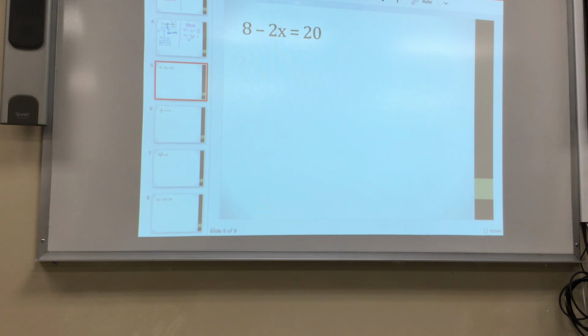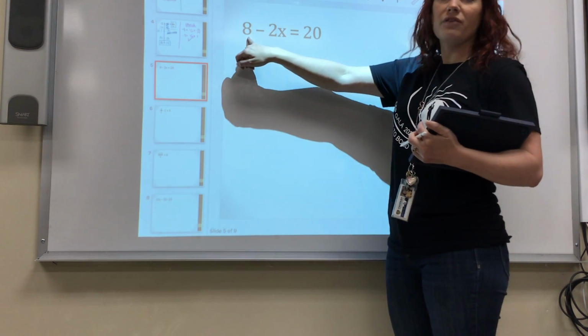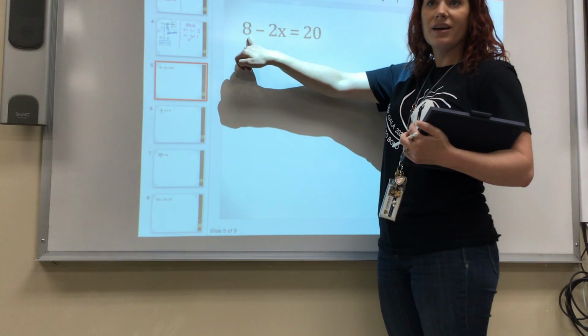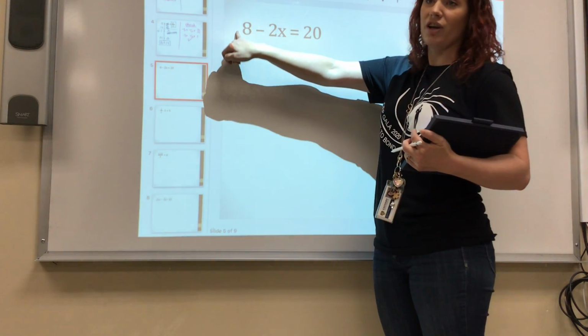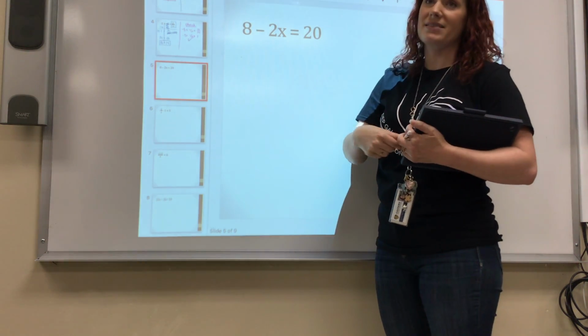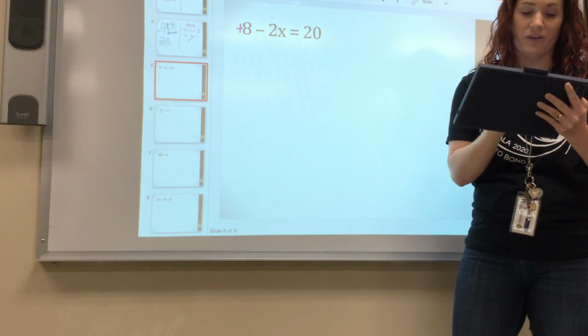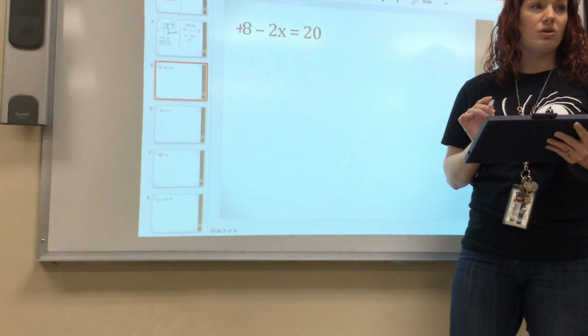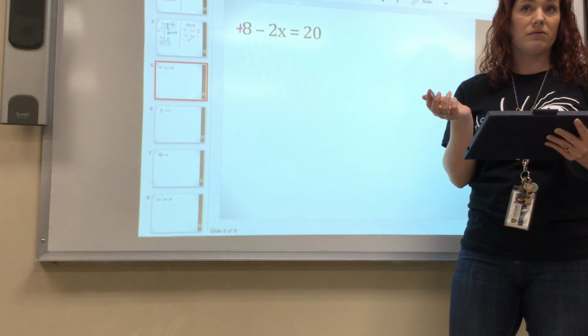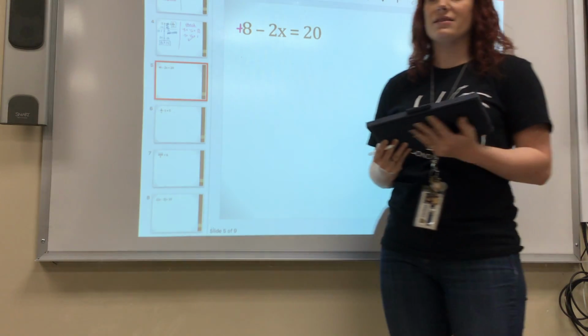There it is. Yeah. Maybe I should go over that. What sign is in front of that 8? Nothing. Plus. Minus. There's nothing in front. If there's nothing in front, it's a positive. The unspoken plus minus. So that's actually a positive 8. So what do you need to do to get rid of it? Minus. So subtract 8 is going to be your first step.